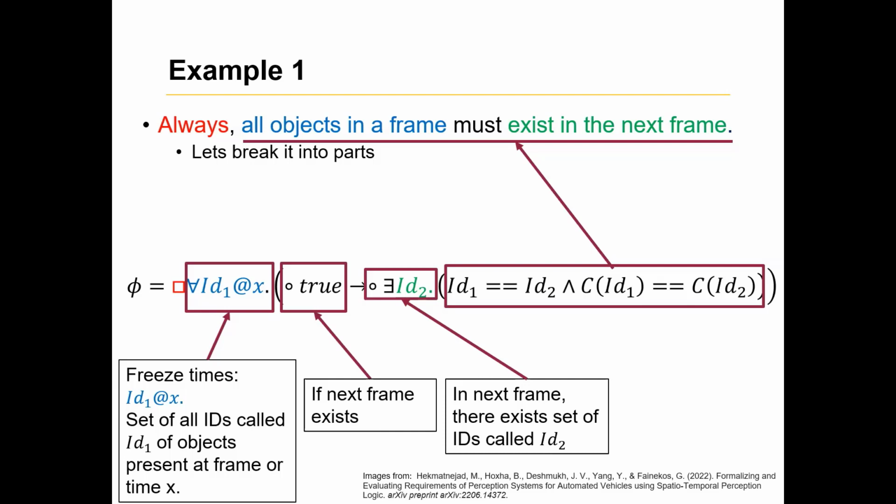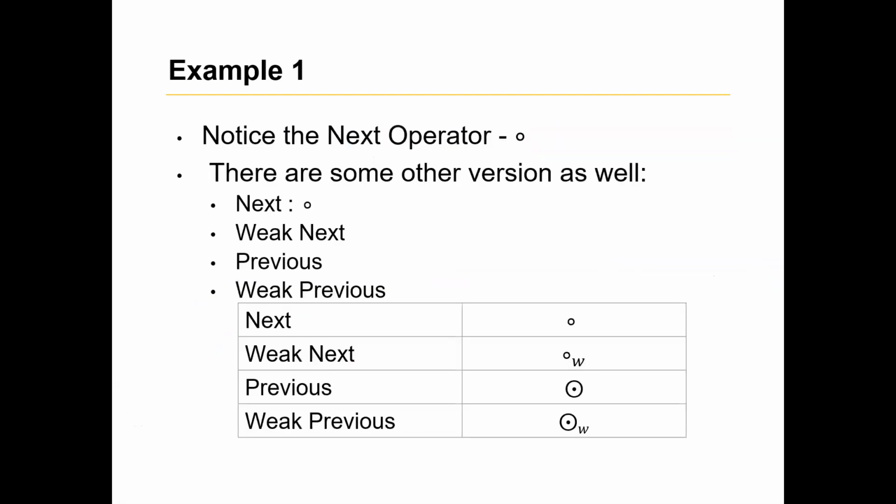And similar to the next operator, they also have a previous operator which checks something on the previous frame, and then there's a weak version of it as well. That is what is covered in my next slide. These are denoted by the following symbols. The next is a circle. Weak next is a circle with W in the subscript. The previous is the dot with the circle, and the weak previous is the dot with the circle and the subscript.